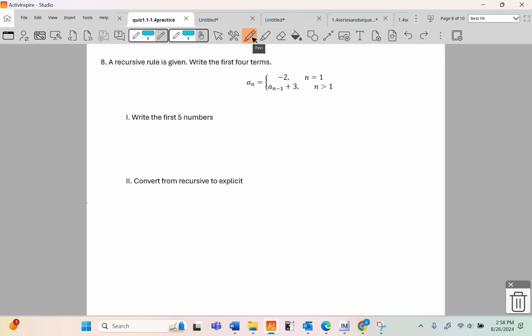So here we have a recursive rule. You're supposed to write the first four terms. And remember, this is the previous term. And the big thing here is this is the common difference. It's what we add or subtract, okay? So the first five numbers, it should say terms. I need to fix that.